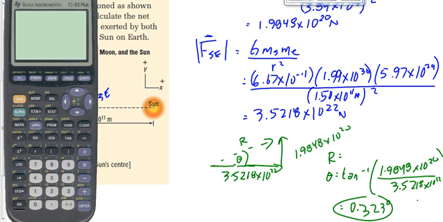So we're going to say it's 3.5218 times 10 to the 22 squared. We're going to add to that 1.9848 times 10 to the 20 squared. Now let's square root all that. Taylor, is that making sense so far? We end up getting 3.52 times 10 to the 22.